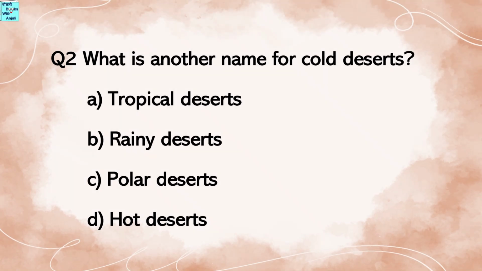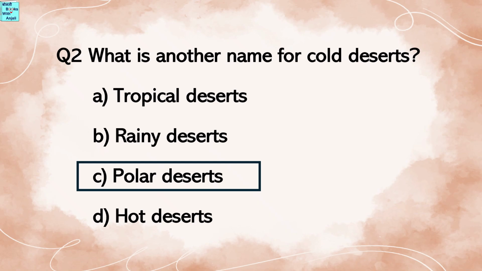What is another name for cold deserts? Tropical deserts, rainy deserts, polar deserts, hot deserts. The other name for cold deserts is polar deserts.